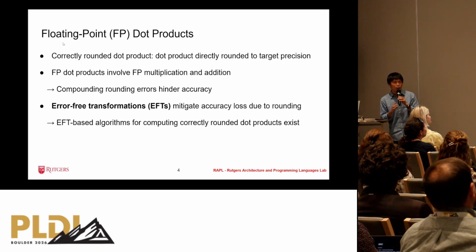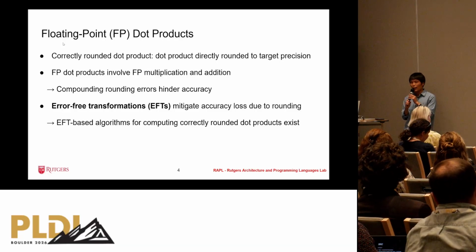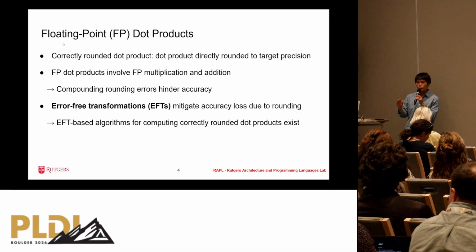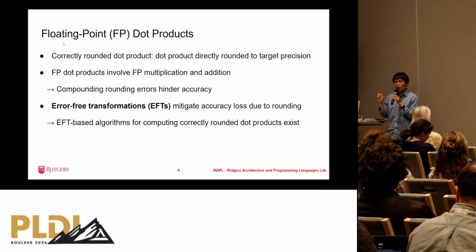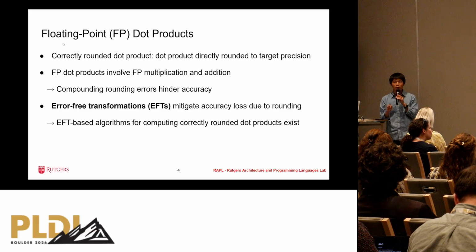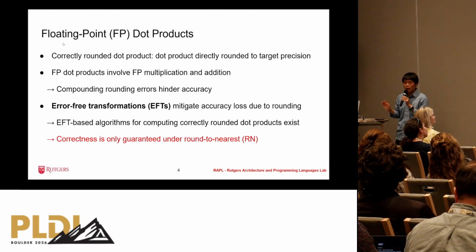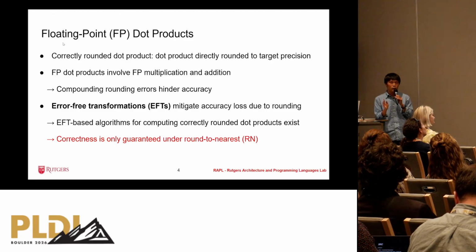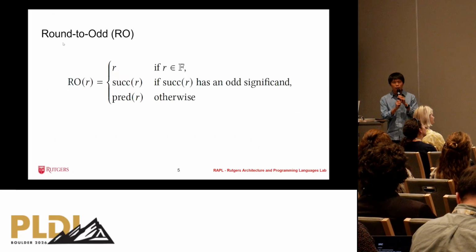Fortunately, there exist algorithms called error-free transformations, or EFTs, that mitigate accuracy loss due to rounding en route to obtaining the final correctly rounded dot product. Unfortunately, many of these error-free transformations, as I will explain later on, require that you perform your operations under round to nearest. Now, there exist other rounding modes without round to nearest properties that have their own use cases. One such example is round to odd.